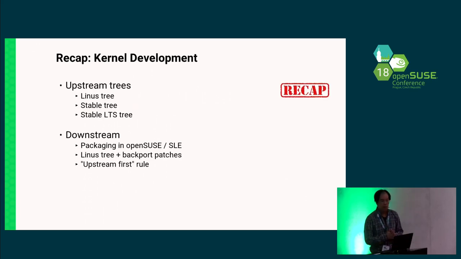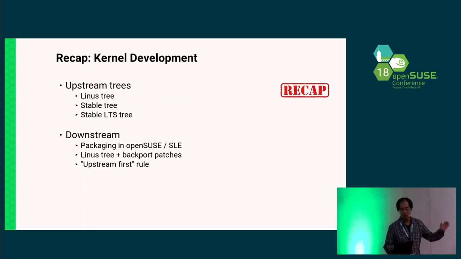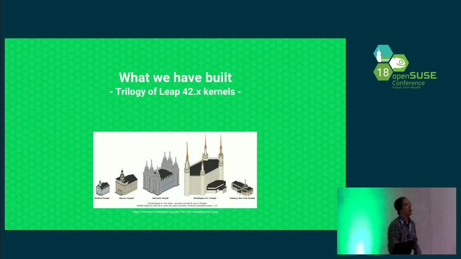So, to recap, for kernel development on the upstream side, there are three different trees: the Linux tree, the stable tree, and the stable LTS. And downstream on our side, we package from the upstream, mainly the Linux tree, and backport patches. And we have the upstream first rule. So far, this is the process.